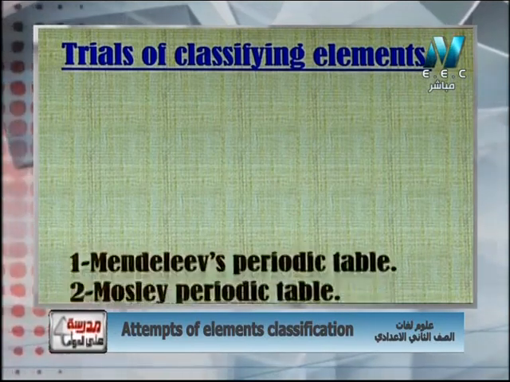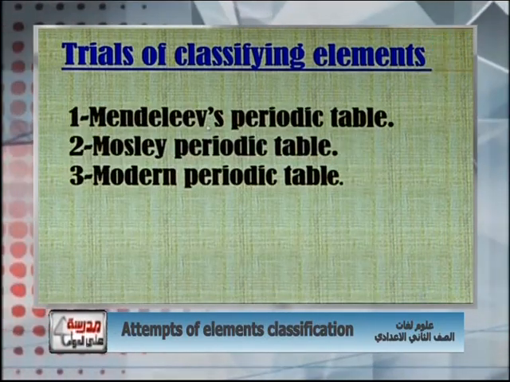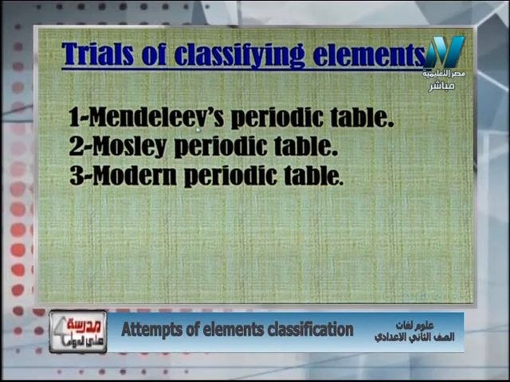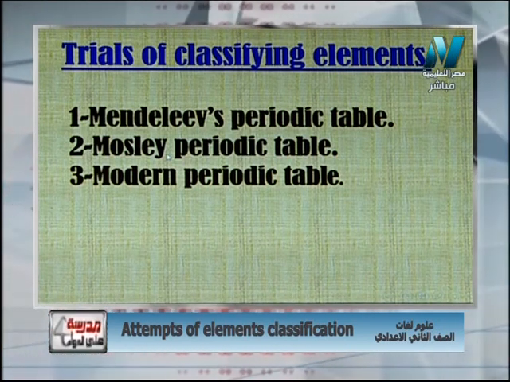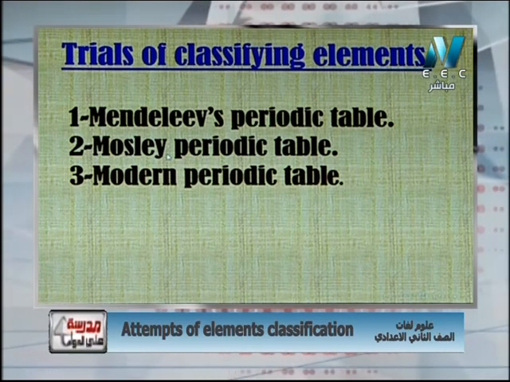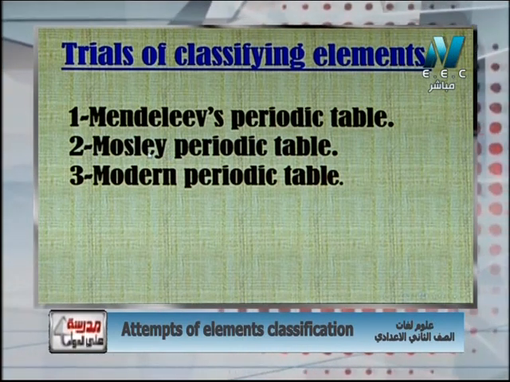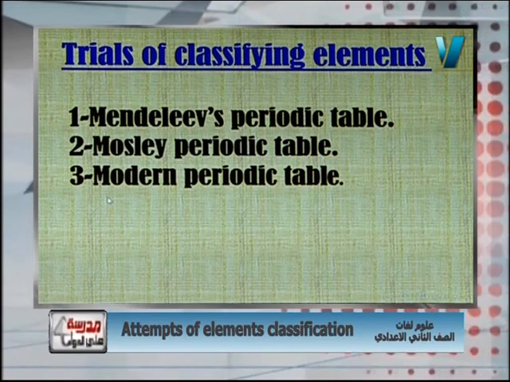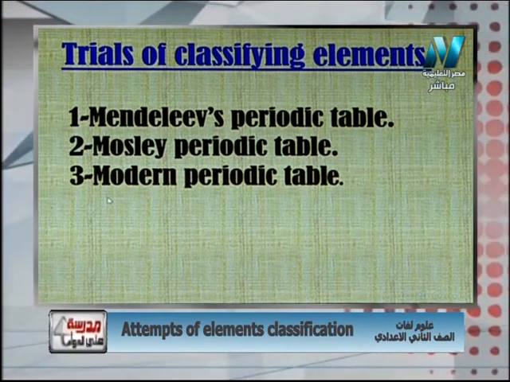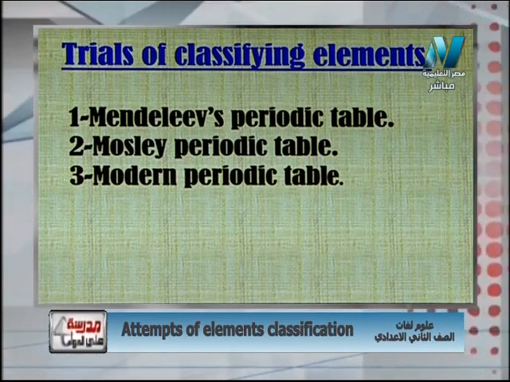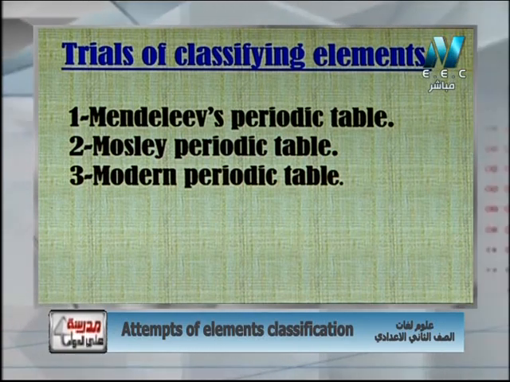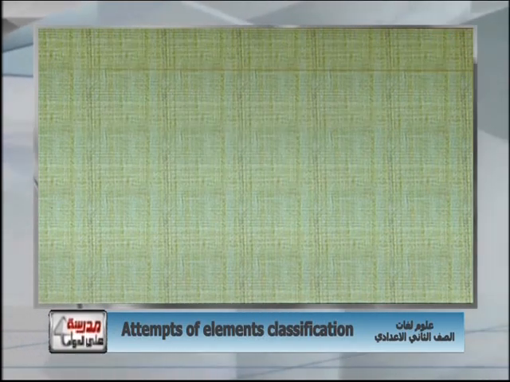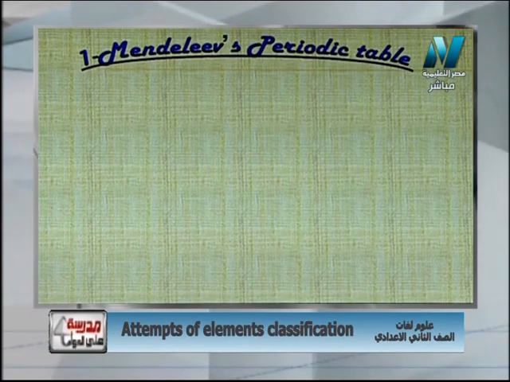The trials of classifying elements, or the attempts. The first one is Mendeleev's periodic table. Of course, this is the name of the scientist who made it, so the periodic table is named according to the name of the scientist. Number 2, Moseley's periodic table, and number 3, the modern periodic table. Okay, so these were the first 3 tables we are going to study. Starting with the first one, Mendeleev's periodic table.